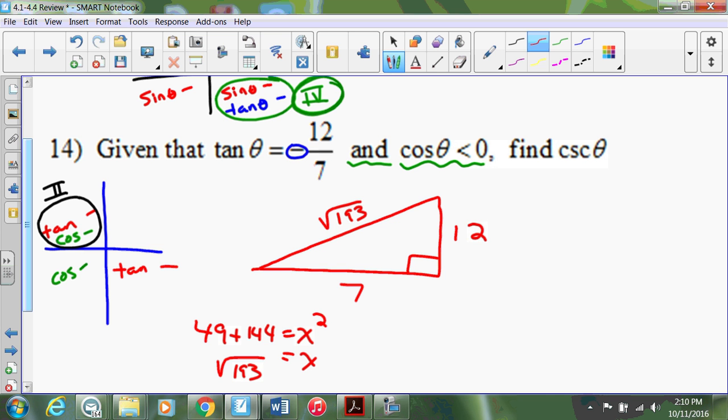So square root of 193, and then I'm just going to go ahead and find cosecant. So cosecant is a flip of sine. If sine of theta, because this is our theta, if sine is 12 over square root of 193, then cosecant theta is square root of 193 over 12. And once again, since we're in the second quadrant, sine is positive in the second quadrant, so cosecant would also be positive. And that's that. One wasn't that bad.